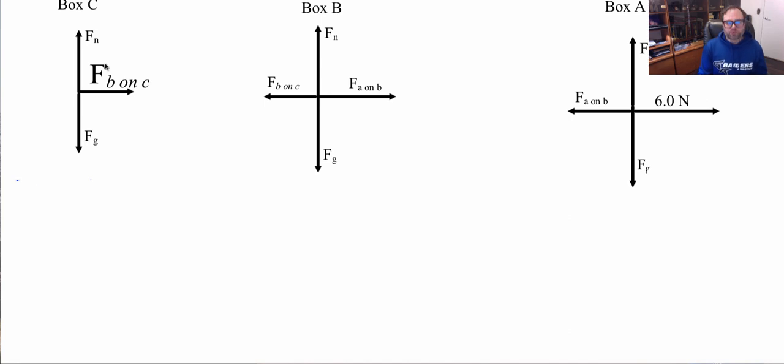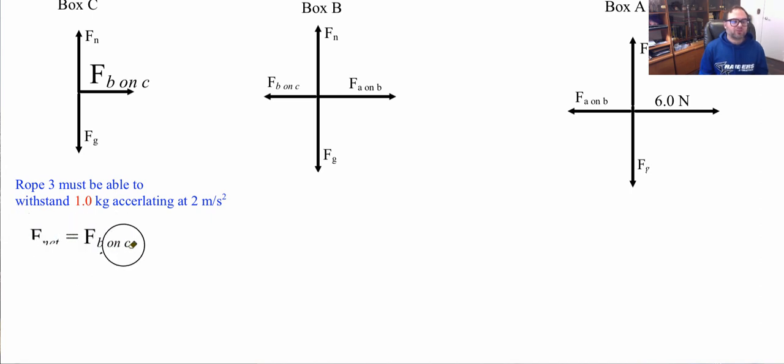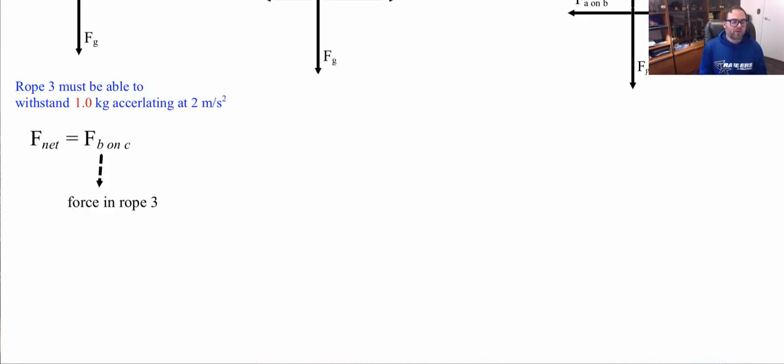So let's start with rope 3. I know that for rope 3, the tension of it is right here. This is what's pulling box C, so it's the force of B on C. So rope 3 must be able to withstand the movement or the acceleration of 1 kilogram at 2 meters per second squared. So my F net is going to be equivalent to B on C. B on C is the force in rope 3, which is the same thing as tension. In this case, I'm going to have my force is equal to mass times acceleration, which is the same thing as 1 times 2, which is 2 newtons.